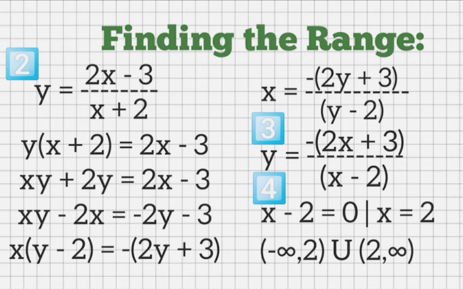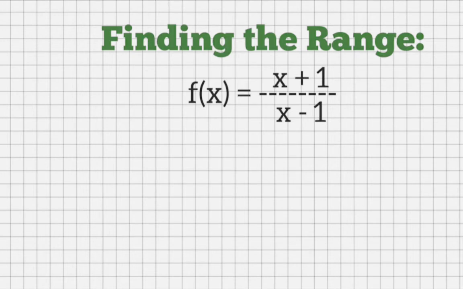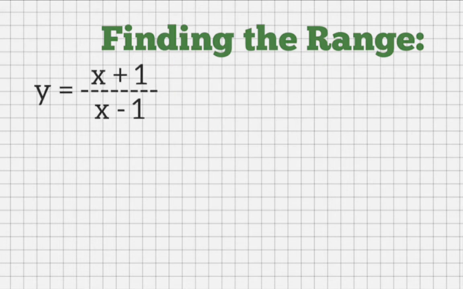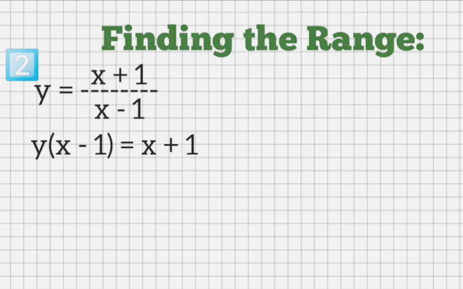Let's try again. Let's find the range of the rational function, f(x) equals x plus 1 over x minus 1. Step 1, let's replace f(x) by y. This will become y equals x plus 1 over x minus 1. Step 2, solve for x in terms of y. Let's multiply the denominator on the right, x minus 1, to the left y. This will become y times x minus 1 is equal to x plus 1.